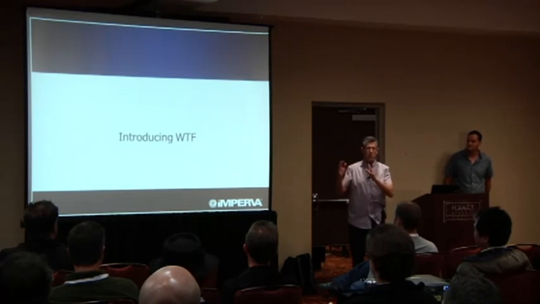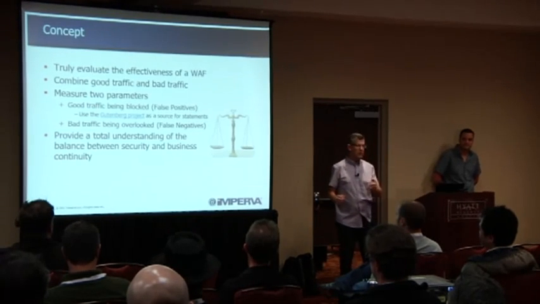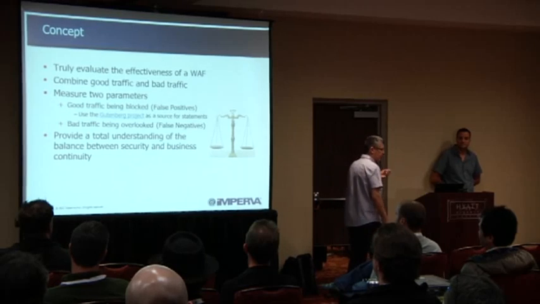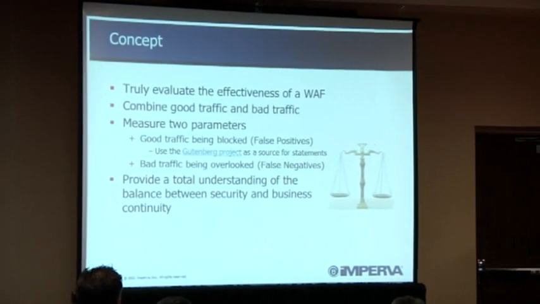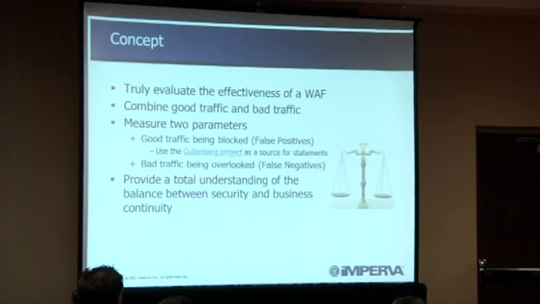And this is where we came up with our web application firewall testing framework. The concept is really to have a true evaluation of the effectiveness of the web application firewall by combining good traffic and bad traffic and measuring two parameters. One is good traffic that is being blocked. These are the false positives. We use various sources of data for those tests, for example the Gutenberg project, which contains scanned books. So we took pieces from the Bible and War and Peace and whatever. And then bad traffic being overlooked, those are false negatives, actually, which attacks are not detected by the web application firewall. And the total effectiveness is determined by looking at the balance between those two parameters.